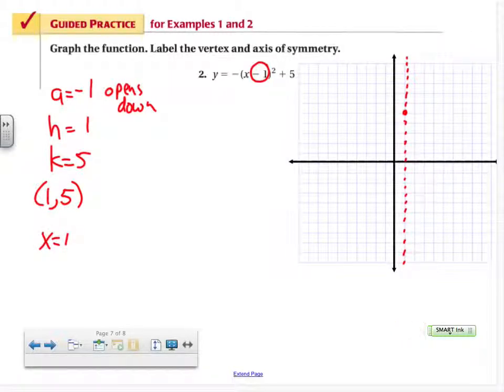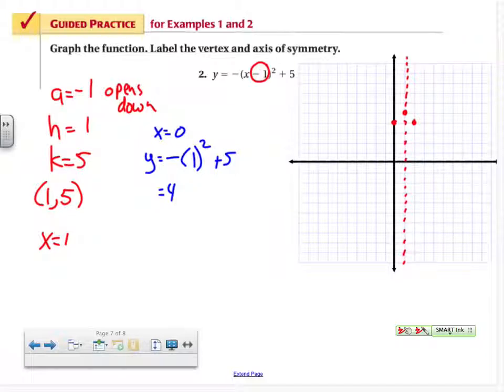Now, let's plug a few points. Plug a few points, see what we got. All right? If x equals 0, we got y equals negative, okay? 0 minus 1 is negative 1. I'm going to square it anyway, so it's just going to be 1 squared. Plus 5, so 1 squared is 1. We got negative 1 plus 5 is 4. So x is 0, y is 4. Reflect it.